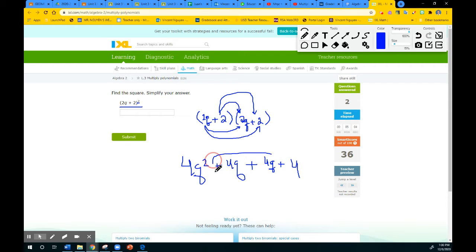So the answer, though, would be the simplified version of this long answer, which means I have to combine these two terms right here, and that should give me 8q. So I'm going to type my solution in as 4q squared, plus, make sure you get out of there, plus 8q plus 4, okay? And that is our final simplified answer.